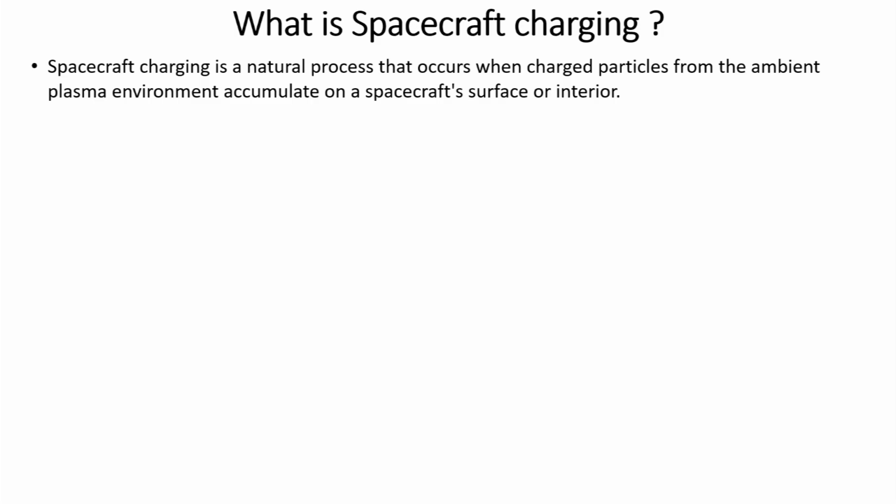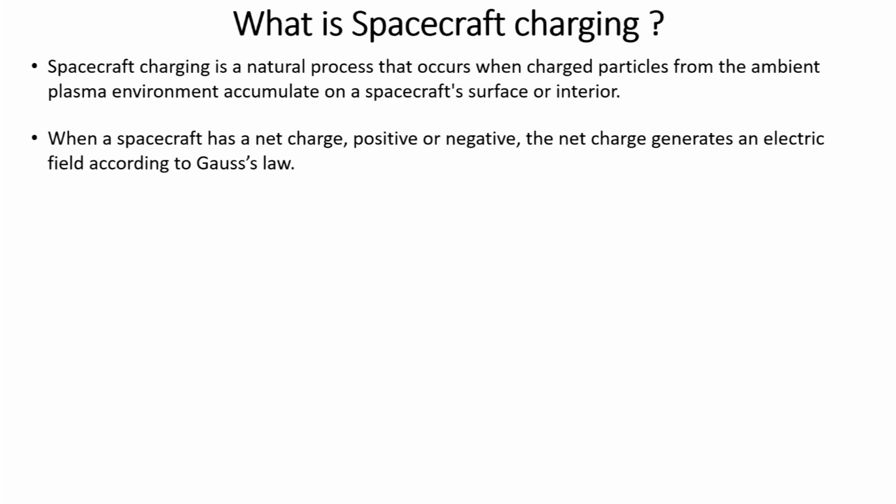Surface means when the energy is not very high, then it can give rise to surface charging. But when the energy is so high, those charged plasma particles can penetrate the surface and go interior to the spacecraft. We will discuss what the different types of spacecraft charging are, and then we will discuss this topic in more detail.